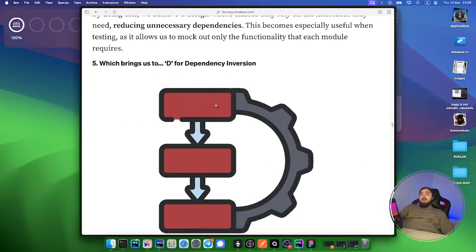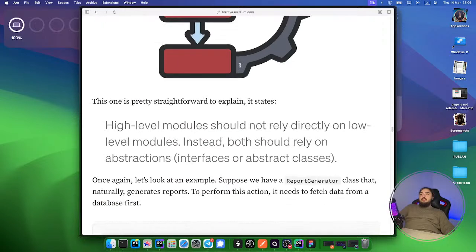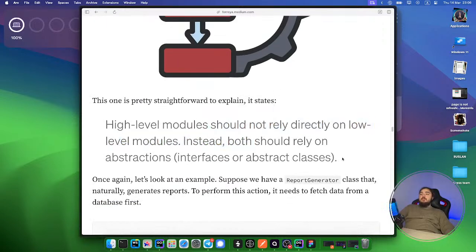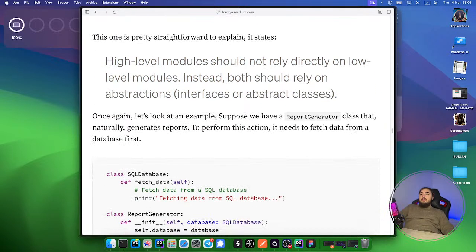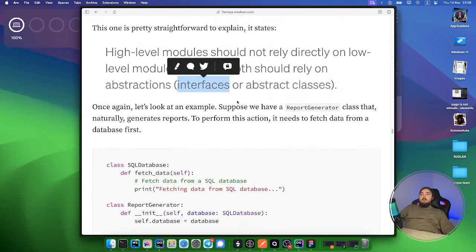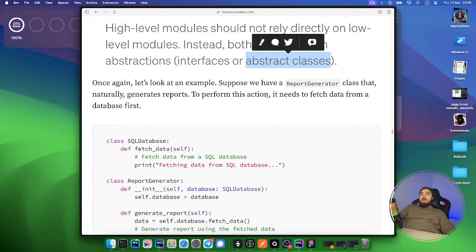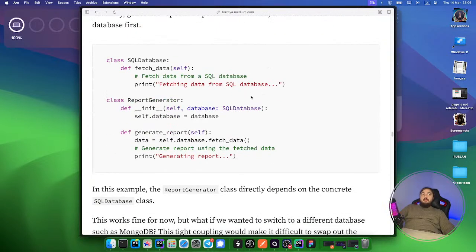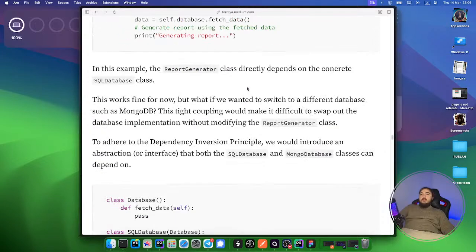Which brings us to dependency inversion. High-level modules should not rely directly on low-level modules. Instead, both should rely on abstractions. Interfaces, or I like abstract classes more, but interfaces are also useful. But abstract classes are super good. I so like them. Take this example, a report generator class.